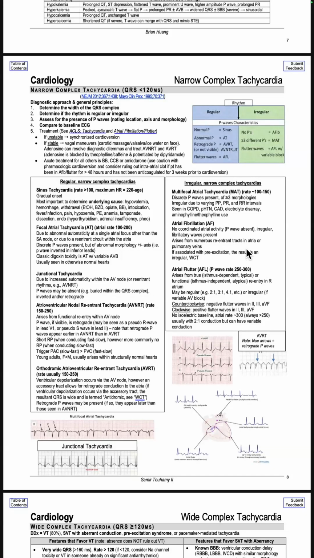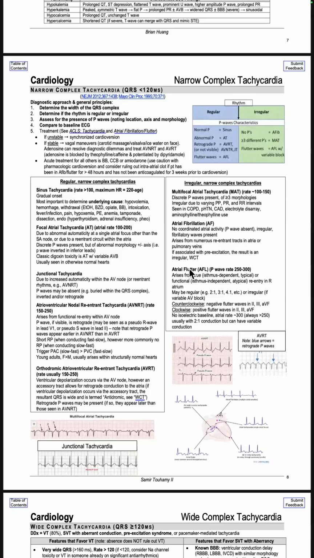So if there's a pre-excitation depolarization, there's an irregular wide complex tachycardia. So remember, a general rule of thumb is if it's narrow QRS, then the rhythm is supraventricular. That is the pacemaker. If it is wide complex tachycardia, then the foci is usually ventricular. And I misspoke. So if the atrial fibrillation is associated with pre-excitation, the result is an irregular wide complex tachycardia.